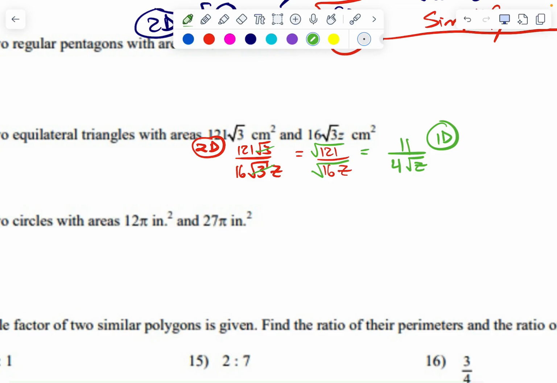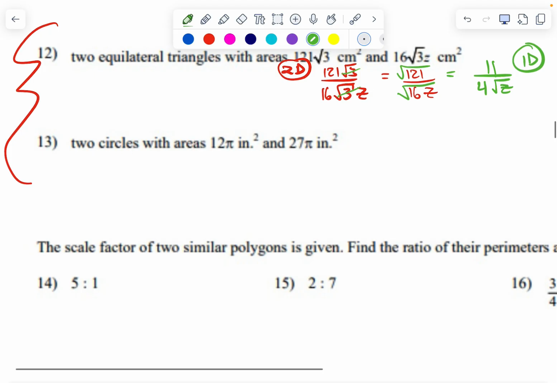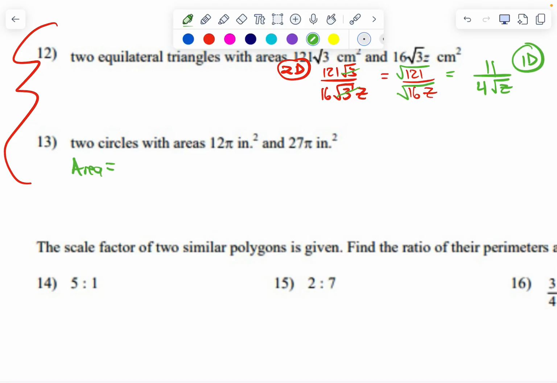How'd you do on that one? All right, this one's nice because hopefully you remember that the area of a circle. You guys remember the formula for area of a circle?